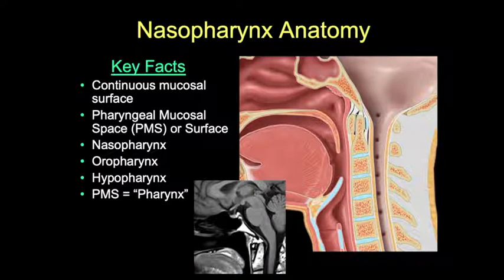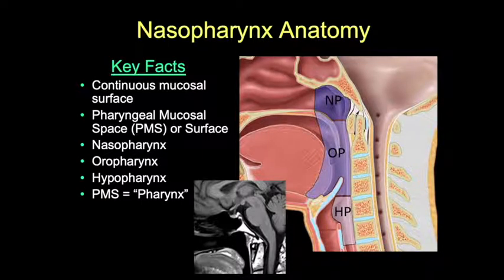So the nasopharynx is really a part of this big tube known as the pharynx, made up of the constrictor muscles, superior, middle, and inferior. And it's a continuous mucosal surface. The pharyngeal mucosal space or surface is the area that we're dealing with. The nasopharynx is at the top, along the posterior aspect of the nasal cavity, seen here. It's separated from the oropharynx at the level of the hard and soft palate, seen here. And then the oropharynx continues inferiorly as the hypopharynx.